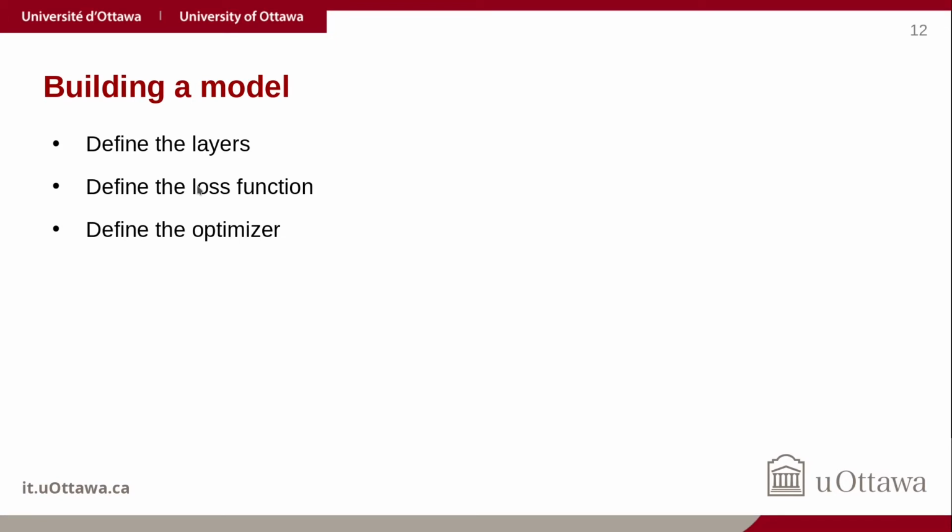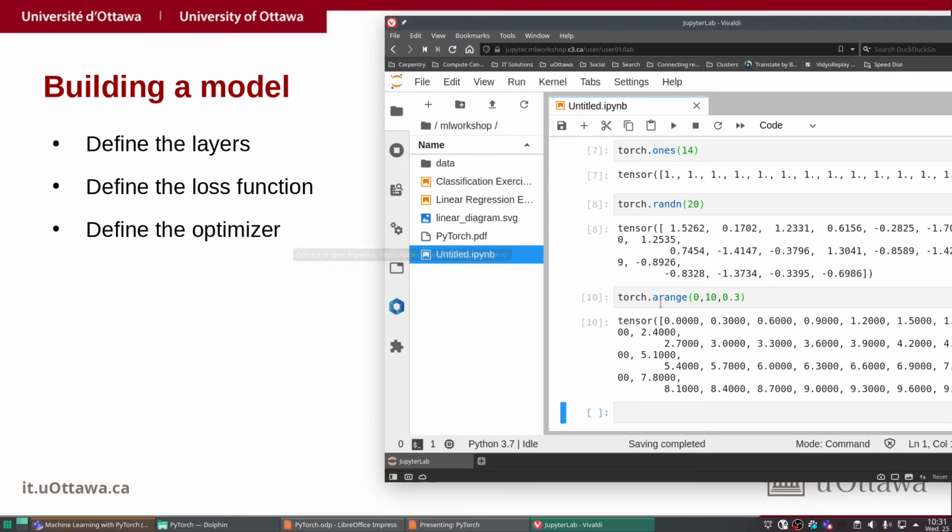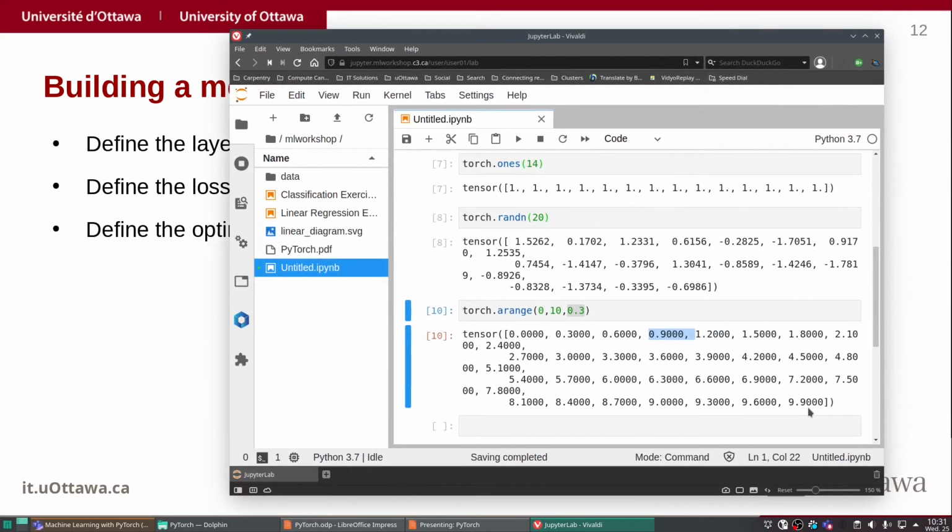Okay, so what did the last command do? So that's the arange. So that gives you a range of numbers. So it goes from 0 to 10 with steps of 0.3. So you can see 0, 0.3, 0.6, 0.9, etc. It goes all the way up to 9.9, because 10 is not a multiple. You're welcome.